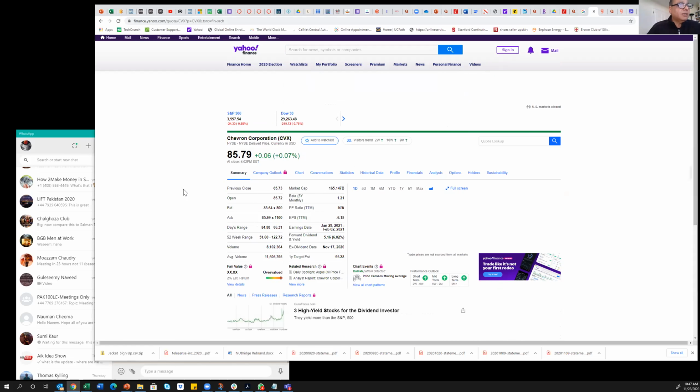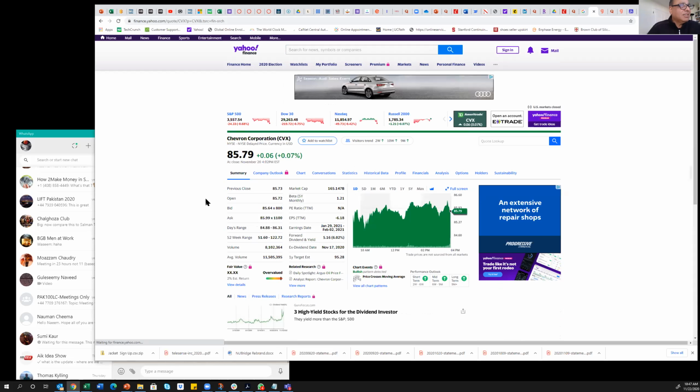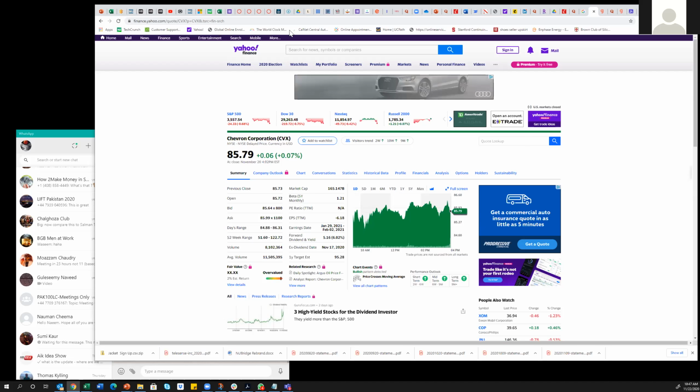So Chevron also has a negative price earning ratio. I don't know which company will have a low PE ratio. I have to look around for it. So look at Intel as a low PE. All right, let's look at Intel, INTC.